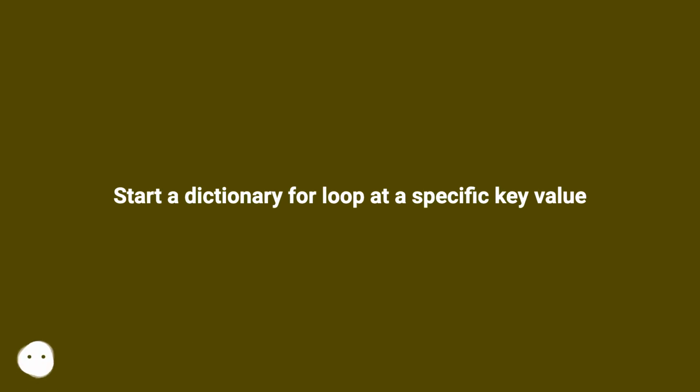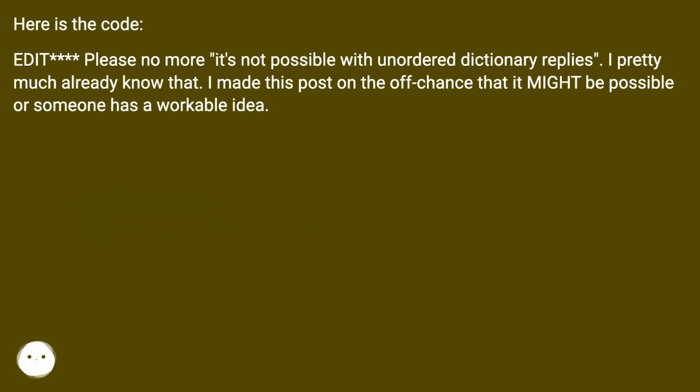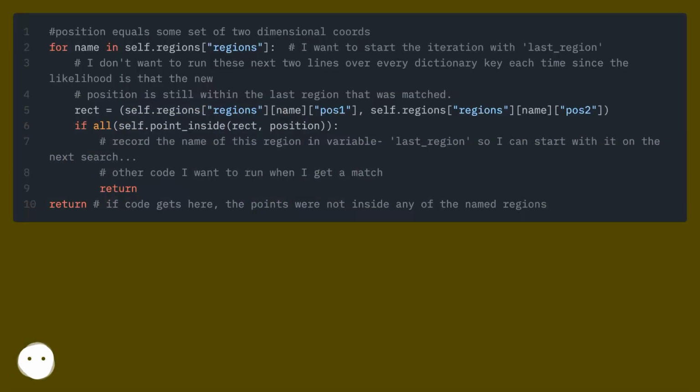Start a dictionary for loop at a specific key value. Here is the code. Edit: please no more, it's not possible with unordered dictionary replies. I pretty much already know that. I made this post on the off chance that it might be possible or someone has a workable idea.